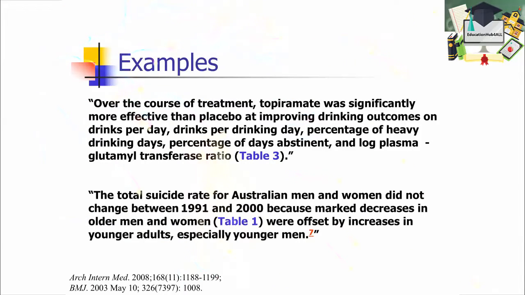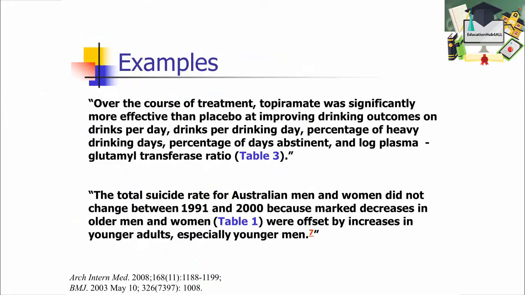The second example says, the total suicide rates for Australian men and women did not change between 1991 and 2000 because marked decreases in older men and women were offset by increases in younger adults, especially younger men. This is referring you to Table 1, and you can imagine that what's in Table 1 is just a list of the suicide rates from 1991 to 2000, broken down by gender and age. It may be hard for readers to scroll through the table and make sense of all those numbers, but the author is summarizing the trends in the dataset.